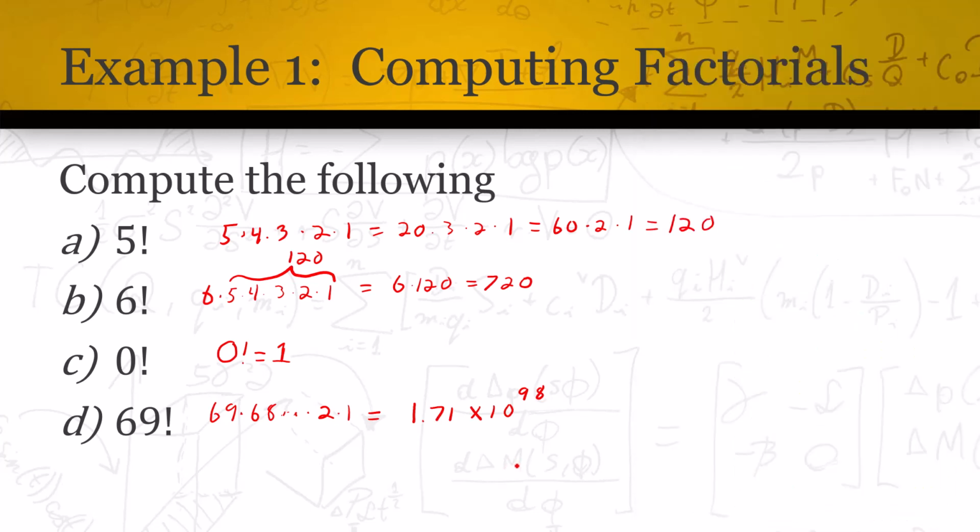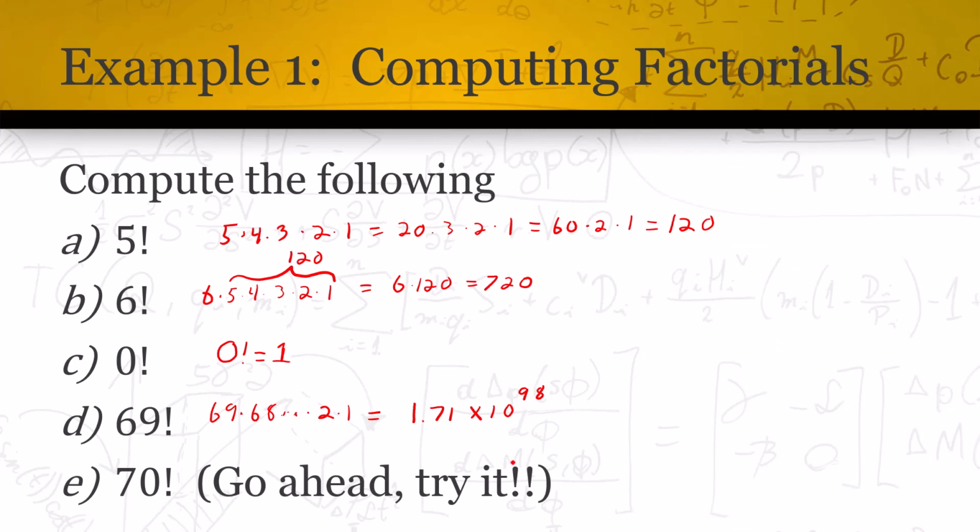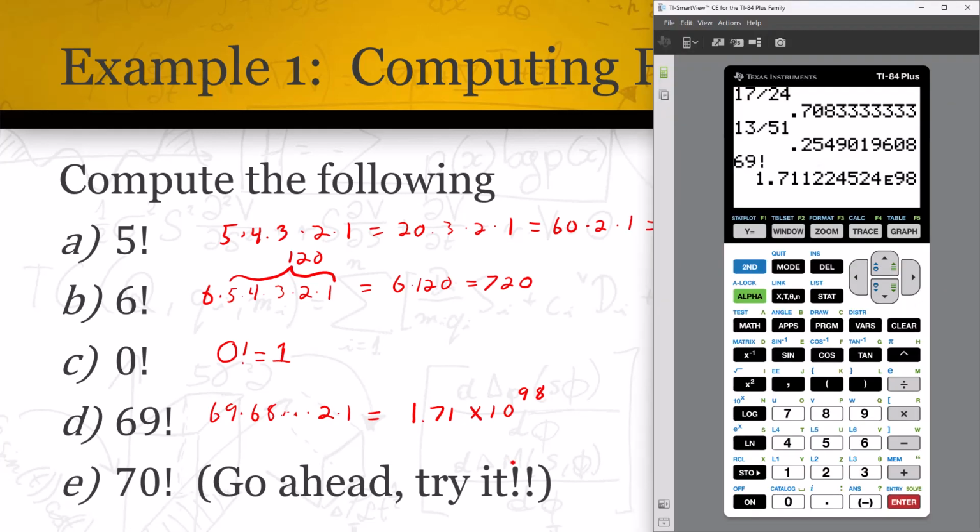Okay, and then finally, we have 70 factorial. So let's go ahead and do that. Well, we have 69 factorial here, right? So what we could do is just do times 70.